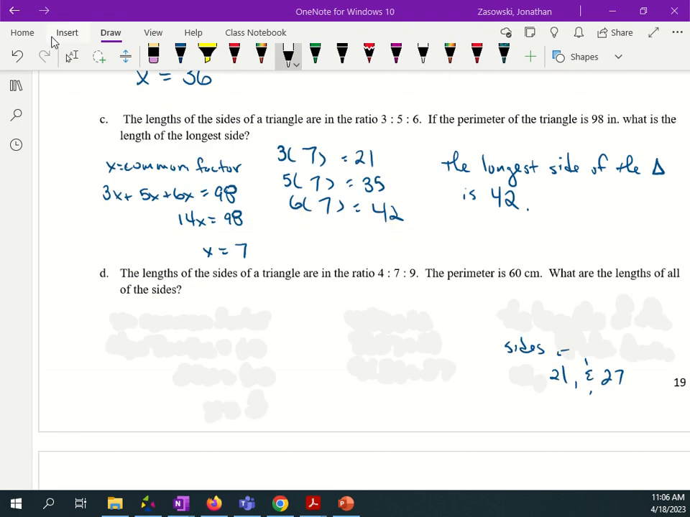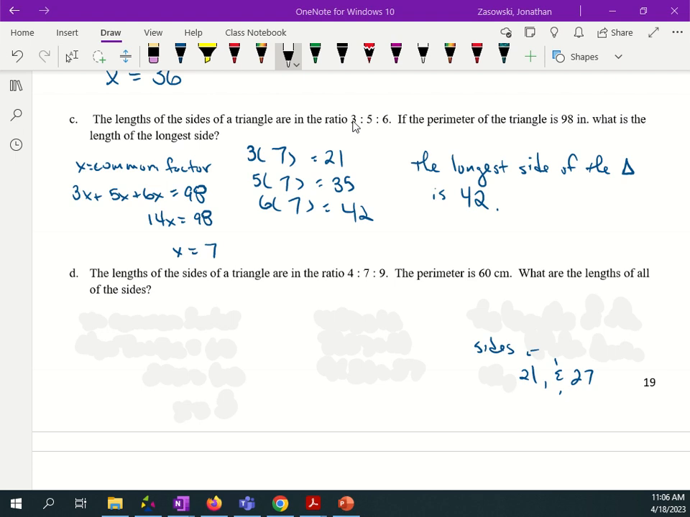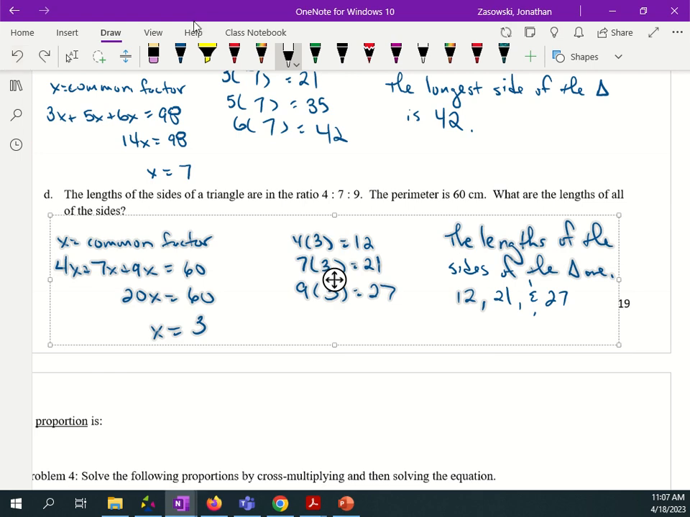All right, if you're checking out letter C, you can see we did the same thing with the common factor. We attached an x and got 3x, 5x, 6x. Because it's the perimeter of a triangle, we add all the sides to get 98. You should get 14x equals 98, and then divide by 14 to get 7. Substituting back into 3x, 5x, and 6x, you should get sides of 21, 35, and 42. So the longest side is 42. And the last question, you should get answers of 12, 21, and 27.